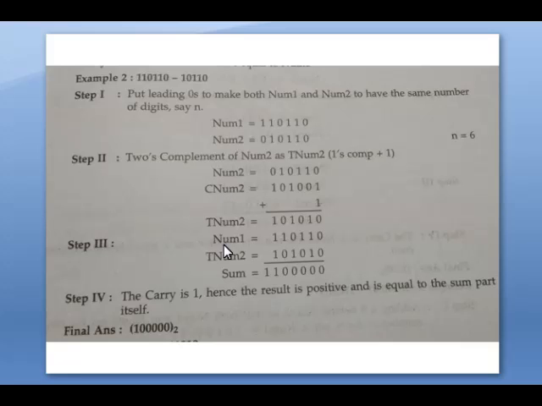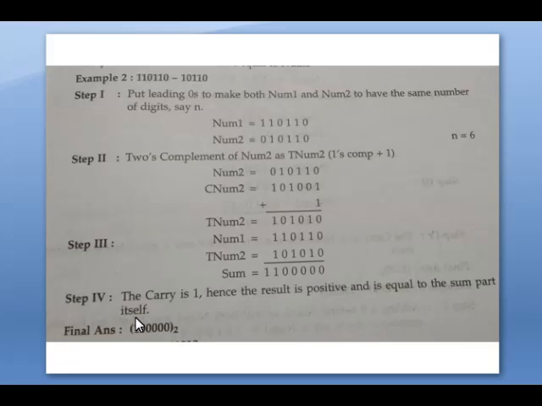Here also we got a carry 1. So it is a positive number. There is no need to add 1. So take the carry. It is a positive number. The carry is 1, so it is a positive number, and the remaining values are the final answer.